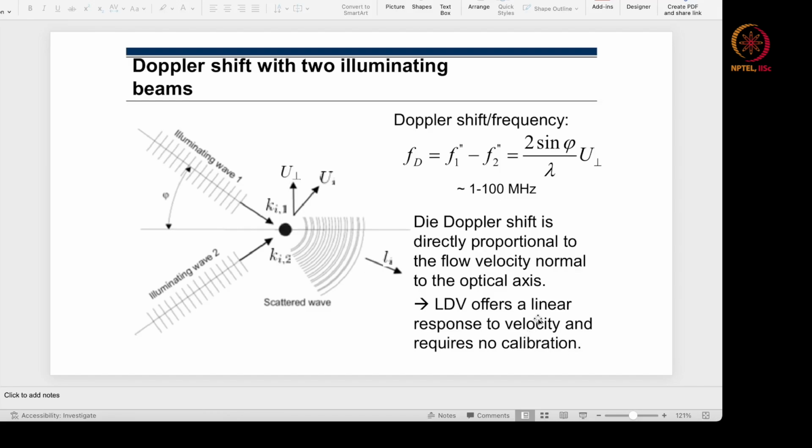And it offers a linear response to velocity and therefore requires no calibration. So it is a linear response, as you can see. You know the half angle, you know the lambda, because these are the experimental setups. There is nothing dynamic about it. The Fd is the only thing that you need to measure using your photodetector, and then you can recalculate the perpendicular component of the velocity. Nice and easy, and it comes out of the Doppler shift of the two beams, and the difference between the two.